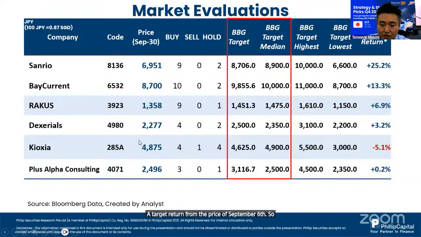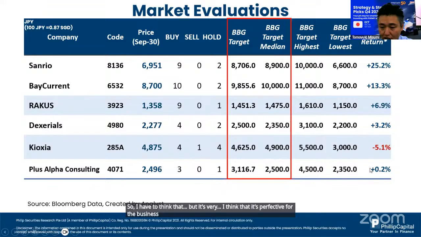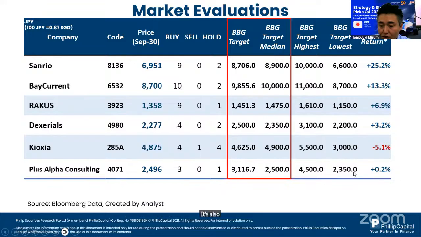So Kioxia is now rising more than 6,000, and so this is not an informative price, and also the analyst target price is not catching up. So I have to think about that, but I think that it's prospective for the business. And plus Alpha Consulting has moderate performance and a narrow margin for the highest return.